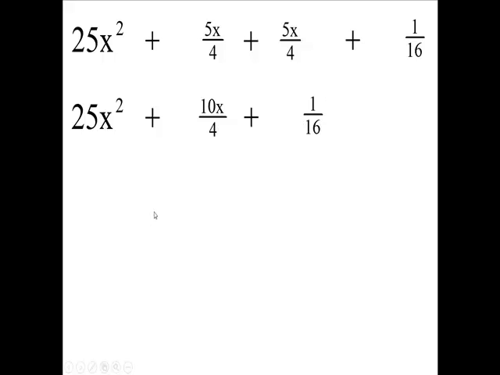Copy that 1/16 down. Copy this down and reduce this. You see how we reduced it? What did I do to reduce that? Look, 10 and 4 are both even numbers, aren't they? Isn't 10 an even number? And so is 4. So if they're even, they can be divided by 2 because they're even. 10 divided by 2 is 5. 4 divided by 2 is 2. And copy the last one down.